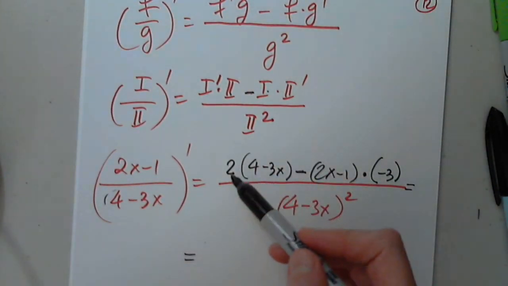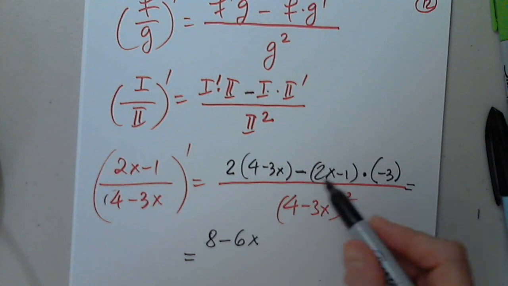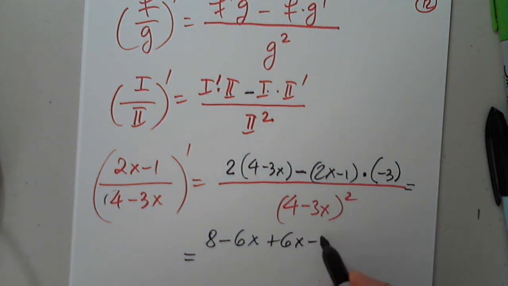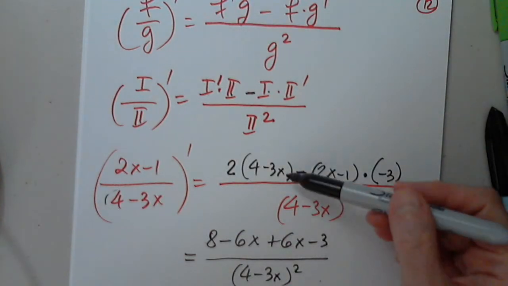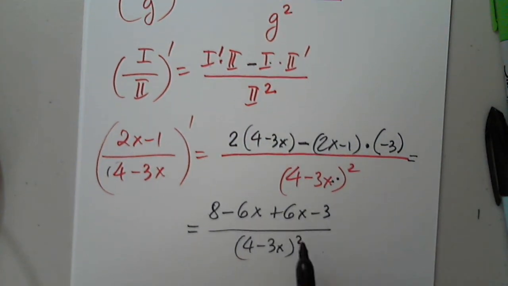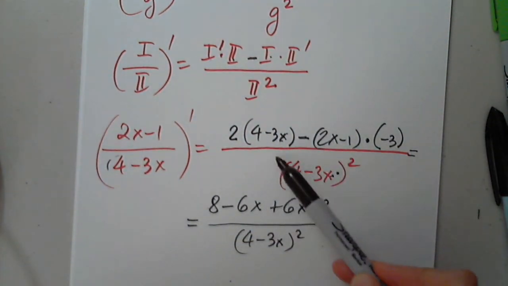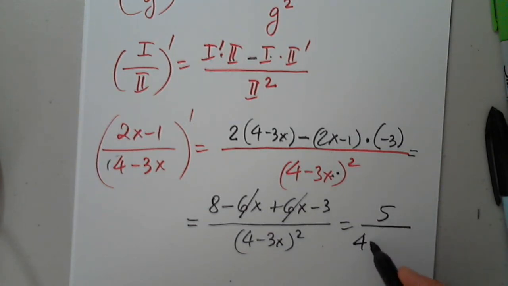It's good, but it's not good enough. I have to fully simplify it. I will distribute 8 minus 6x. I will distribute, these two will become positive. So now plus 6x and minus 3 over 4 minus 3x everything squared. Do not be tempted. Please do not fall into that trap to do anything with these. So I have minus 3, and again this was positive, so 6x minus 3. These two go away. 8 minus 3 is 5, so the fully simplified form is 5 over this. And this is how we apply the quotient rule.